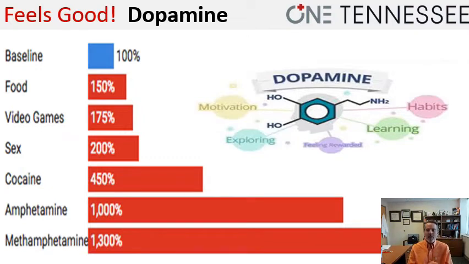So looking further down on that list, if the highest release you can get naturally is roughly 200%, look at amphetamine and methamphetamine, 1,000 and 1,300% release. So when you think about that reward pathway designed to reward us for doing things that are going to keep us alive, when you have something that hits with such force, and opioids are between 800 and 1100, that now is what your brain believes is the most important thing that you need for survival. So it starts rewiring the way your brain works.